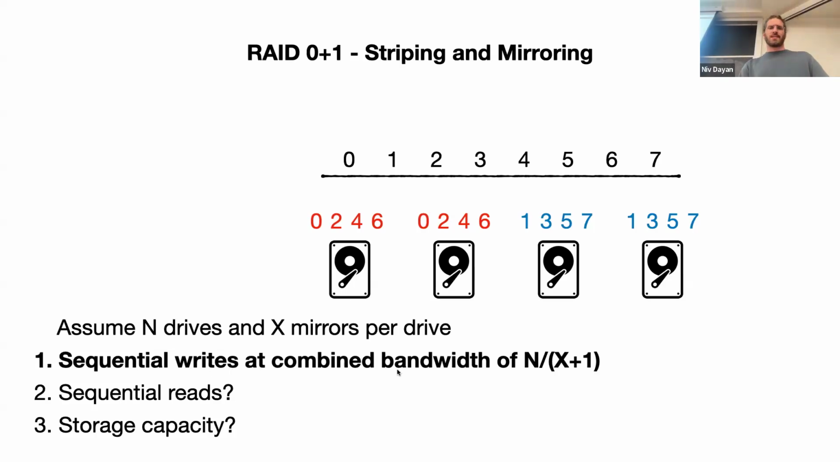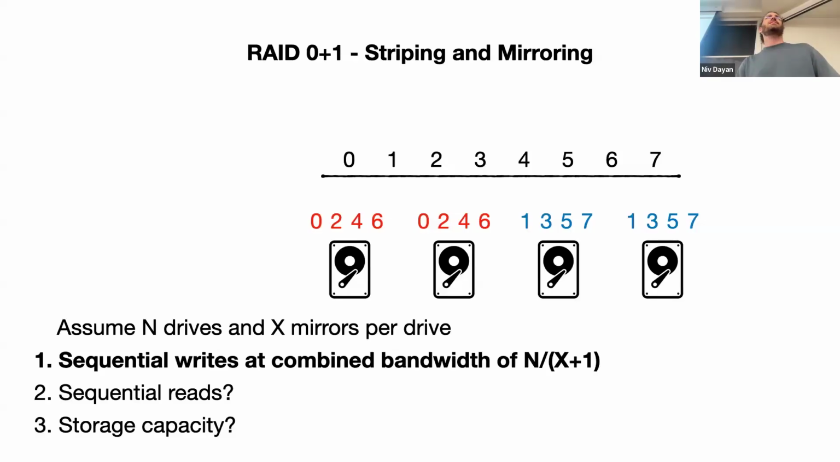Sequential writes are going to be penalized by this factor. It's the factor of the proportion of mirrors that we have. We can't benefit from the combined throughput of all the different drives because some of them are just dedicated for mirroring. So we basically detract the effect of the mirroring from our combined write throughput.